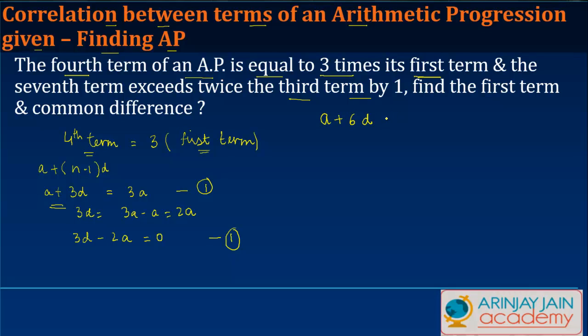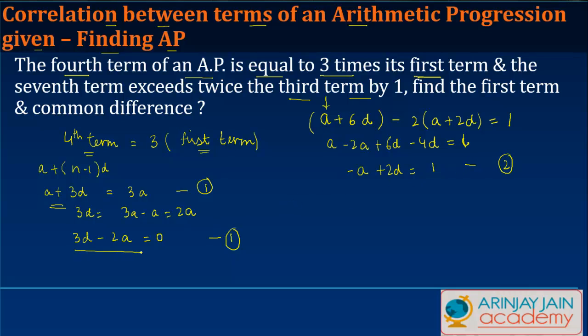The seventh term will be equal to A plus 6D. Exceeds means minus twice the third term, minus 2 times the third term. What is the third term? A plus 2D, is equal to 1. Find the first term and the common difference. So you need to find the values of A and D. If I simplify this a little bit, I will get A minus 2A plus 6D minus 4D is equal to 1, or simply minus A plus 2D is equal to 1. This is my second equation.